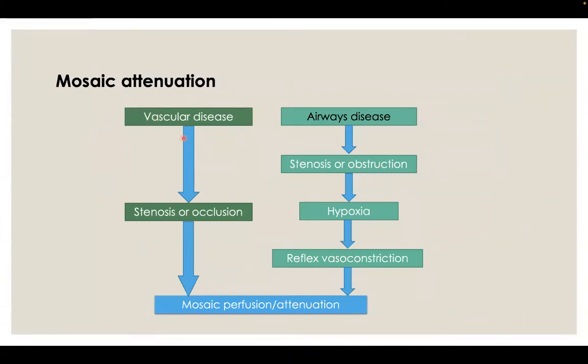Both vascular disease and airway disease, by different pathways, will lead to the same mosaic perfusion or attenuation pattern. In vascular disease, there will be stenosis or occlusion of the vessels. This will lead to oligemia. In airway disease, there will be stenosis or obstruction of the bronchioles, leading to hypoxia, leading to reflex vasoconstriction. At the end, it will give the mosaic attenuation as well.